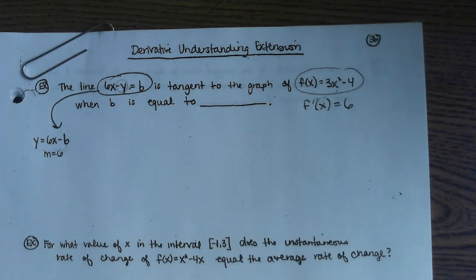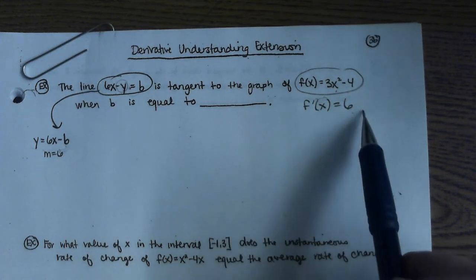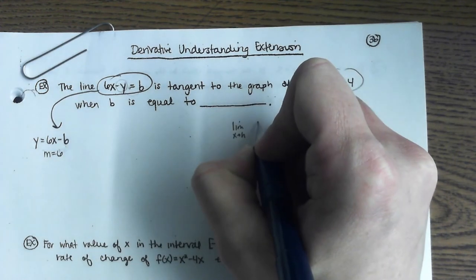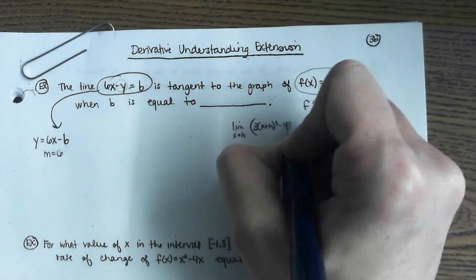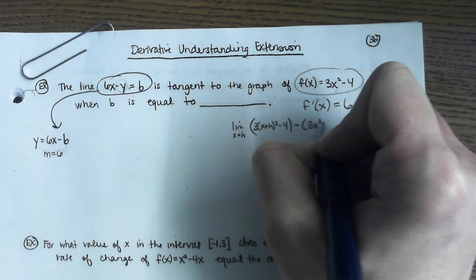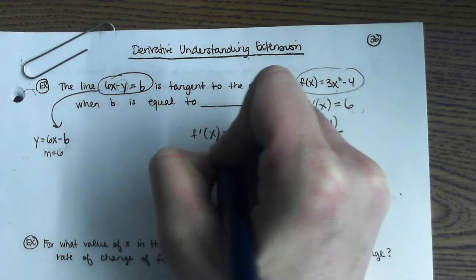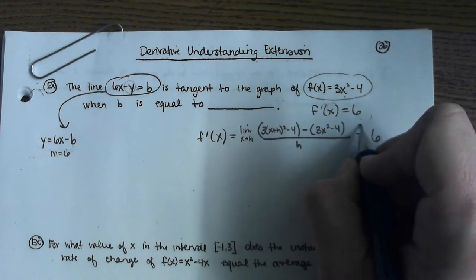The alternate form is not helpful here, right? We don't know the location at which we're looking for the derivative. We just know that we want to find a location where the derivative is 6. So we're going to use our traditional form of the limit as h approaches 0 of f of x plus h minus f of x all over h. And that'll give us f prime of x, and once we know that, we're going to be looking for when that equals 6.